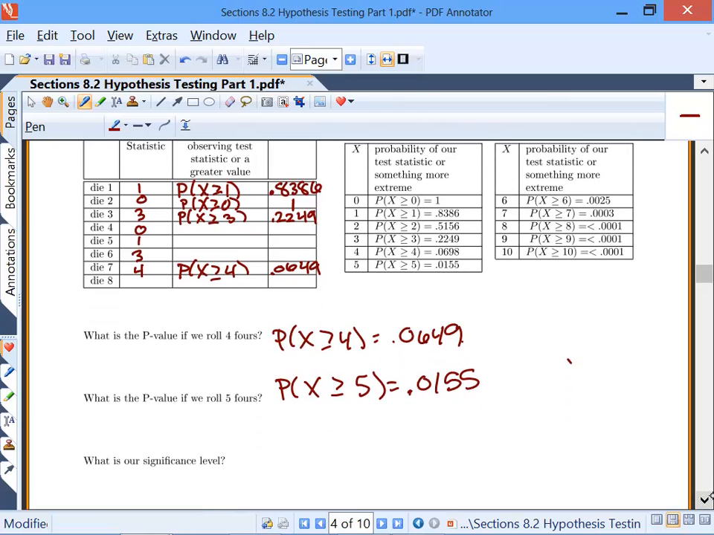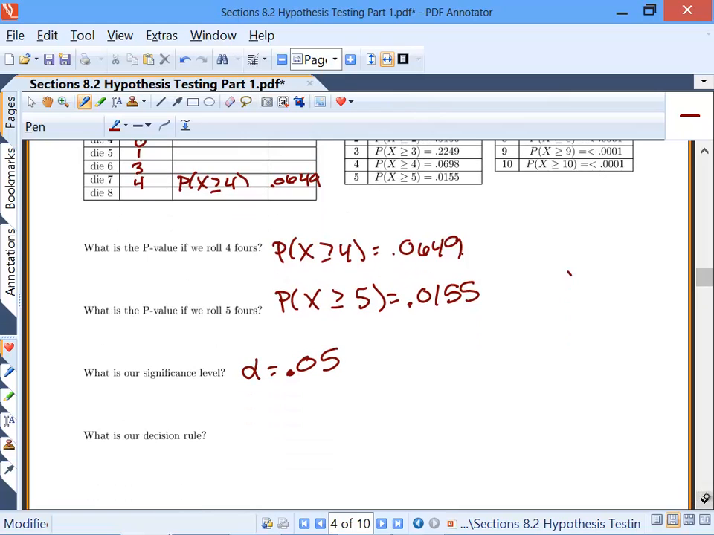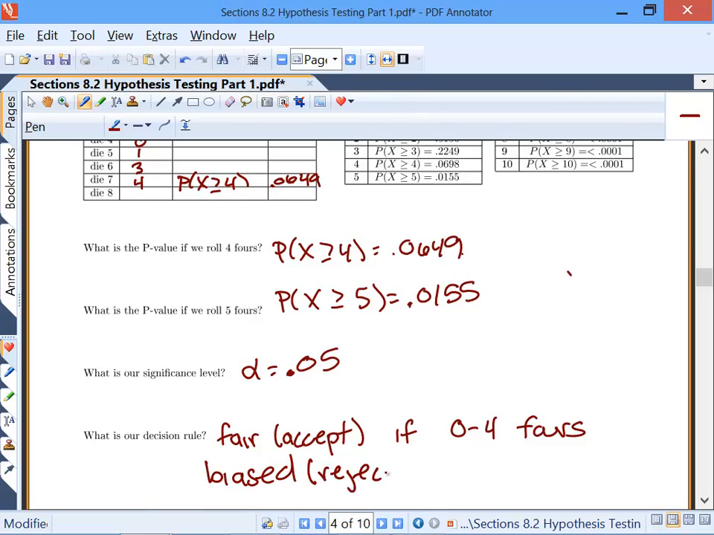Okay. Now, do you remember what our significance level was? They told me that my probability of a type 1 error had to be what, or less? It was alpha equals 0.05 or 5%. Okay. Do you remember what your decision rule was? We said we will believe it is fair, so we accept the null hypothesis if we get 0 to 4 4s. And we decided that we would decide it was biased or not fair, so reject, if we got 5 to 10 4s.